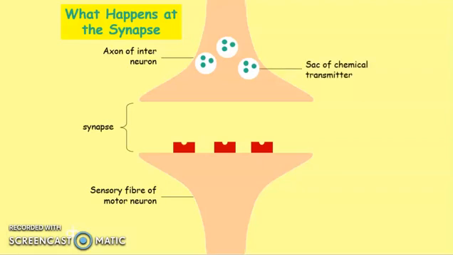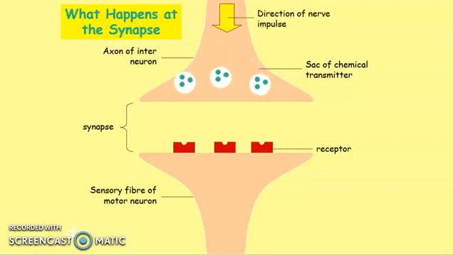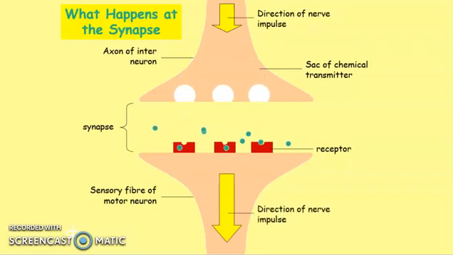In the axon of the interneuron, there are sacs of chemical transmitter, and receptors at the beginning of the sensory fiber. If this is the direction of the nerve impulses, the chemical transmitters fuse with the membrane of the axon of the interneuron. The chemical transmitter diffuses across the synapse very quickly, and those chemical transmitters land on receptors of the following neuron, and these in turn set up an electrical impulse, a nervous signal, in the next neuron in the direction in which the impulses are flowing.